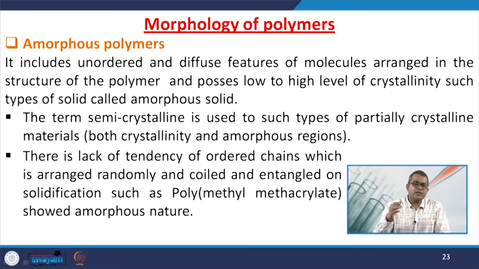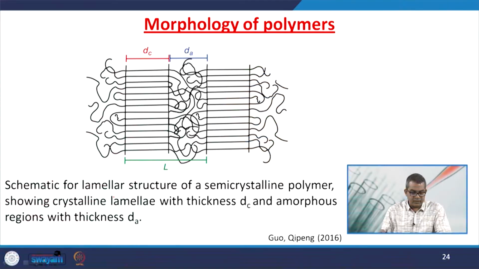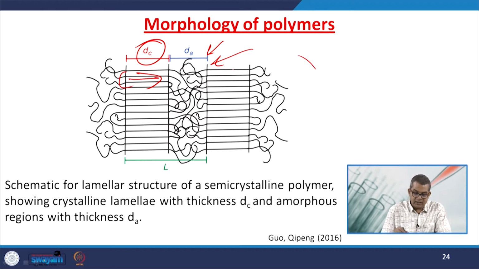Now, there is a lack of tendency toward ordered chains, which are arranged randomly, coiled and sometimes entangled on solidification. You may observe this type of phenomenon in polymethyl methacrylate, etc. Now, here you can see the schematic diagram of the lamellar structure of a semicrystalline polymer. This shows the crystalline lamellae with the thickness dc, and the amorphous region with its own thickness. So, you can visualize that they are entangled in nature, and they are having a regular array in this one.